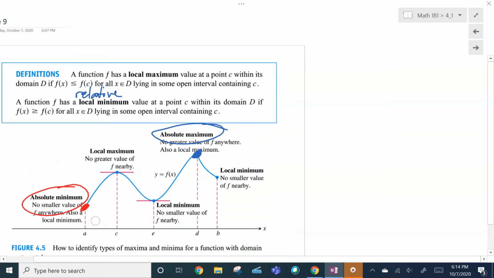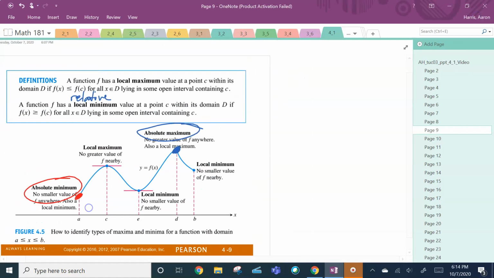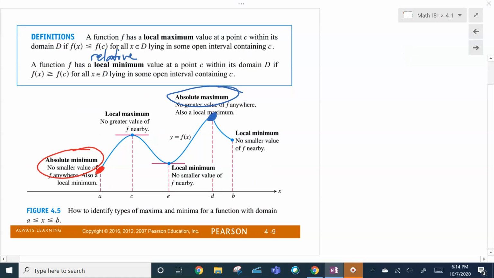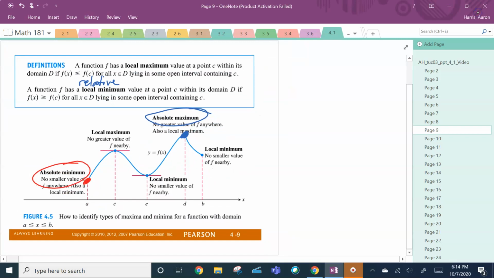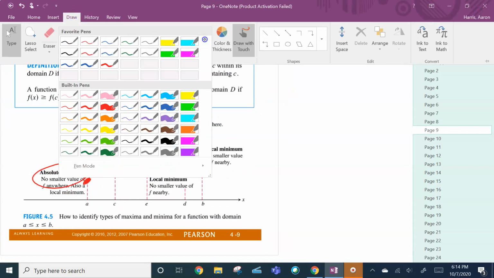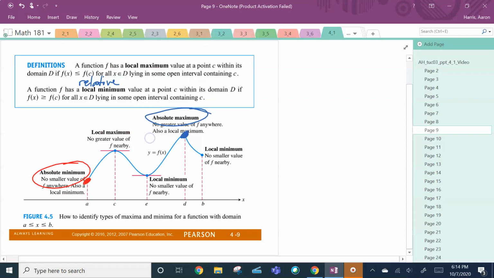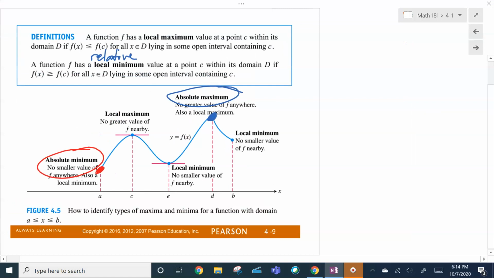From A, whoops, oh my gosh, what's wrong with this thing? From A, ugh, from A to B, anyway, I guess I won't draw on it.